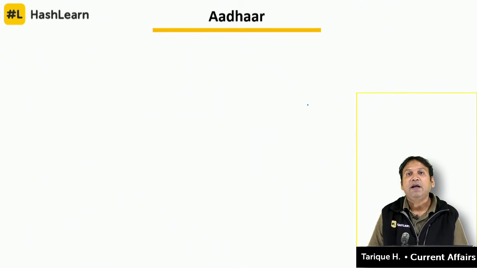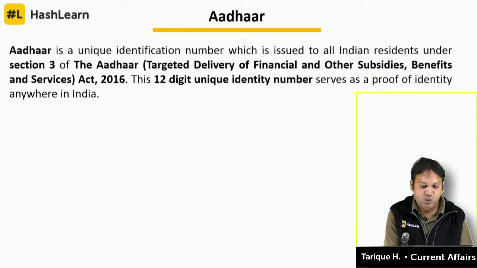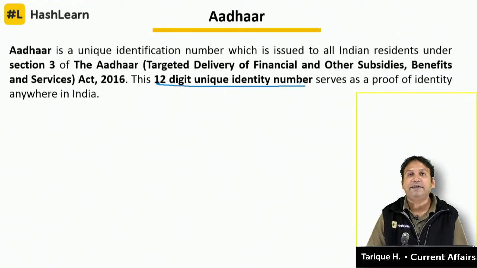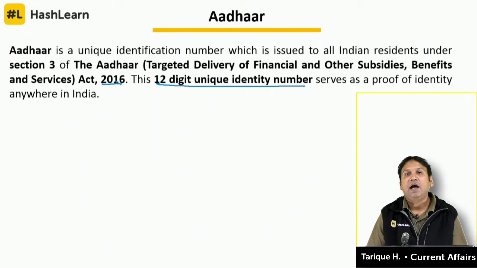Now Aadhaar has been there for some time now, created during the previous incumbent government during the UPA 2, and Aadhaar is a unique identification number, a 12-digit unique identity number that serves as proof of identity of Indian citizens, right? And it is under the Aadhaar Act of 2016. Clear? And I'm sure you all know what Aadhaar is, but do you know what is Aadhaar for children?